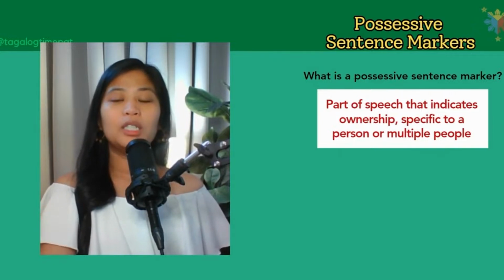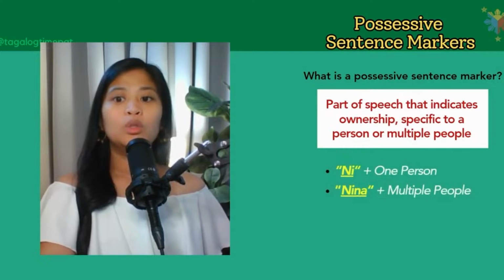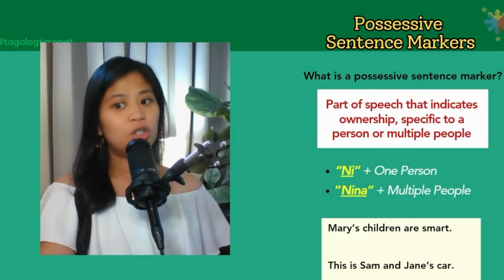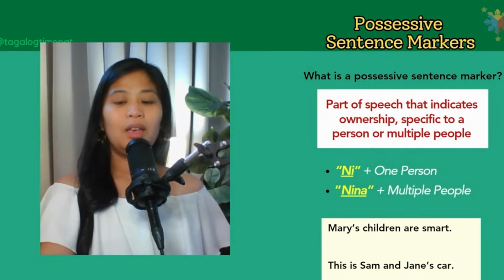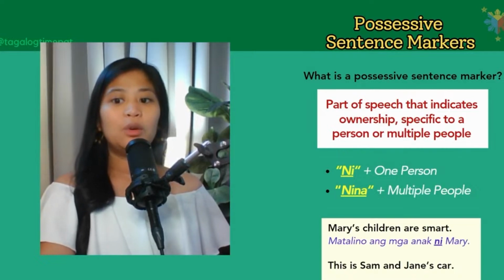So now if we want to say someone's name, like we're saying it belongs to someone specific, this is how we're going to do it. So we would use the word ni for one person. We would use the word nina for multiple people. So take a look at this. Mary's children are smart. So it's just one person. It's Mary. It would be, matalino ang mga anak ni Mary.